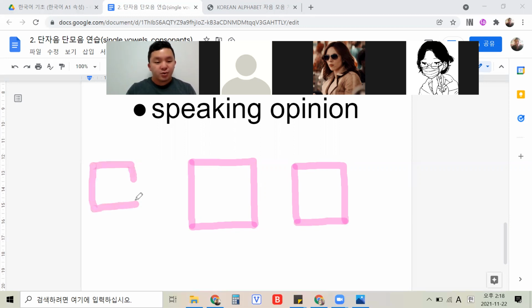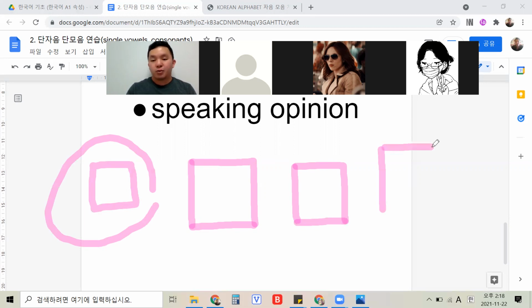But as I mentioned, there's no problem if you write this way. I'm just gonna draw the square. Yeah, no problem. If people can recognize it is a perfect square, well, it's perfect, no problem. But what I'm teaching you, the writing order, is the official order of how to write Korean.